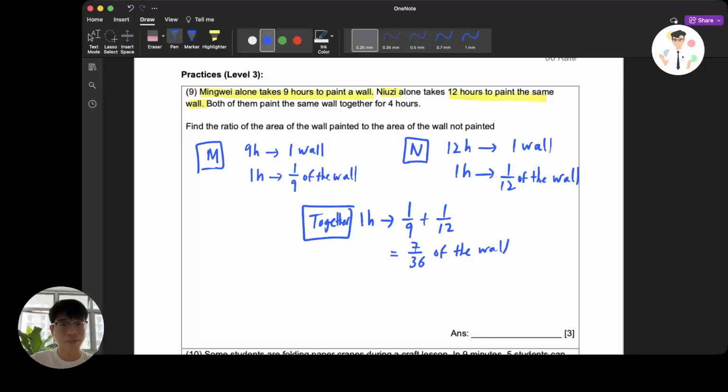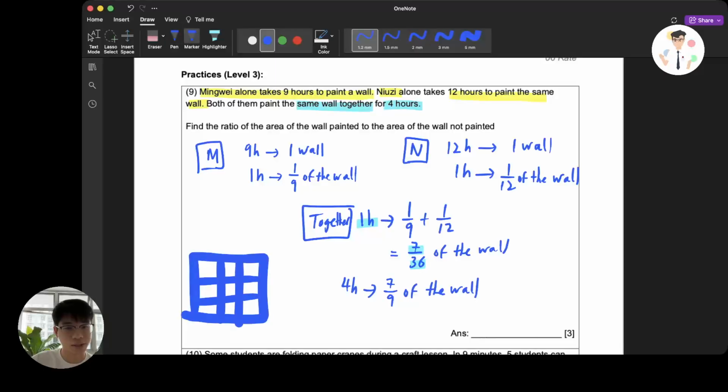So it means that if the wall is divided into 9 parts, how many parts are being painted already? 7 out of 9. It means probably 1, 2, 3, 4, 5, 6, 7. These 7 are painted already. These 2 are not yet painted.